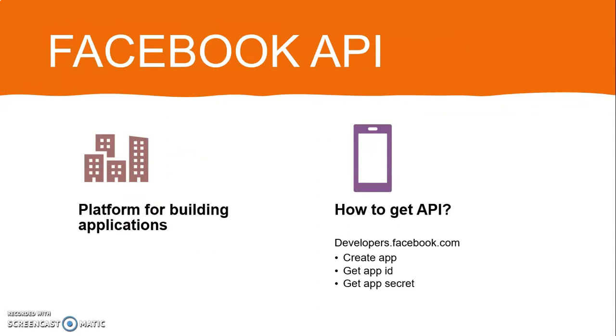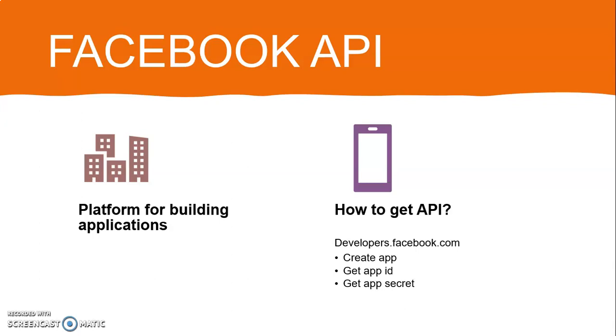And next is about the Facebook API. As I mentioned, the first social media app I'll be using is Facebook. The Facebook API is a platform for building applications for Facebook. And how can we get the API?